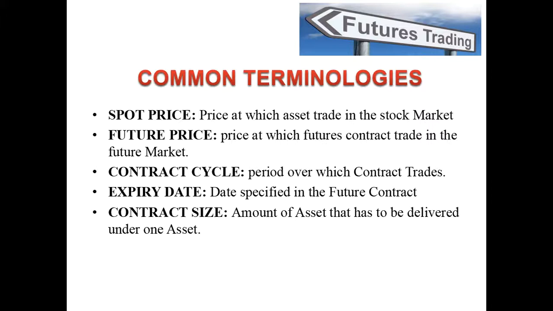So let's look at the common terminologies used in futures trading. First is spot price. This is the price at which the asset is traded in the stock market. Then there's the future price. This is the price at which the futures contract trades in the futures market. Next, let's look at the contract cycle. This is the period over which the contract gets traded.